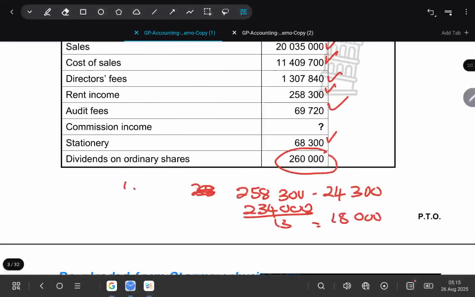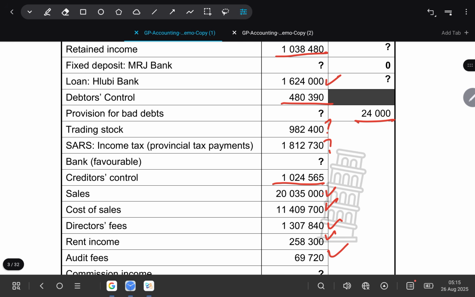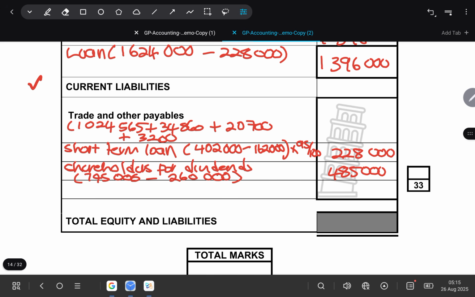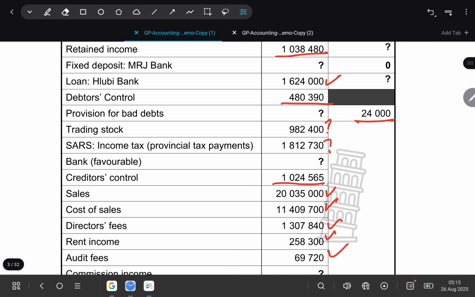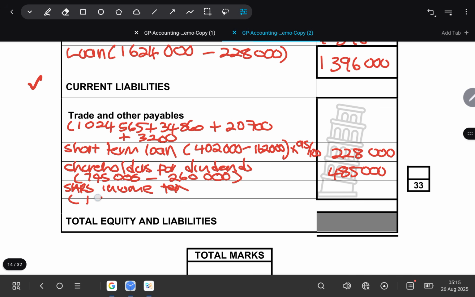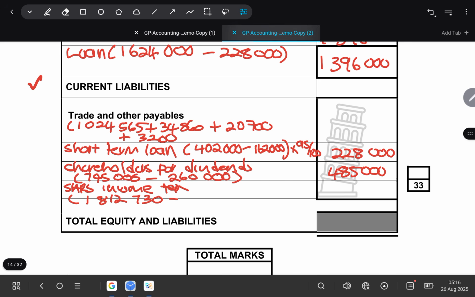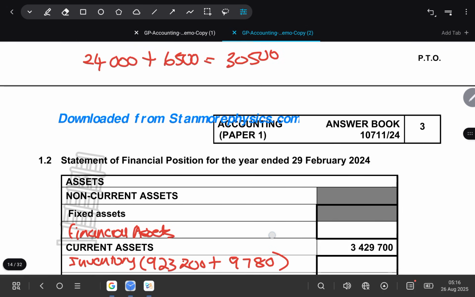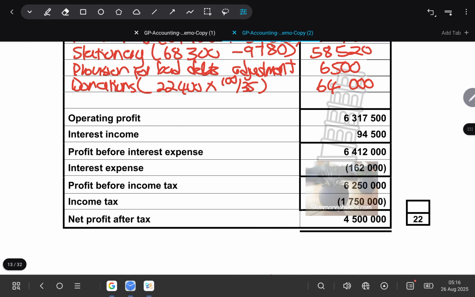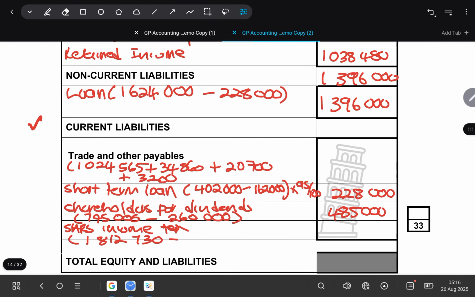Let's check. Our provisional payment is 1,812,730. So I'm going to put it here, SARS income tax. So what we paid is 1,812,780. But according to our information, the tax that we got from the assessment amounts to 1,750,000. So it means I will need to look for the difference.